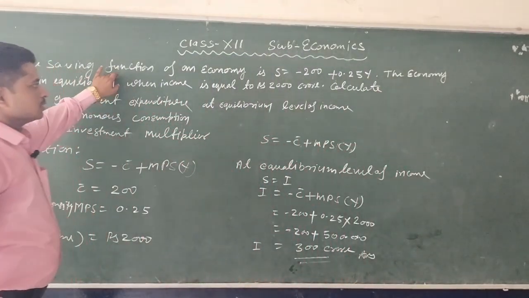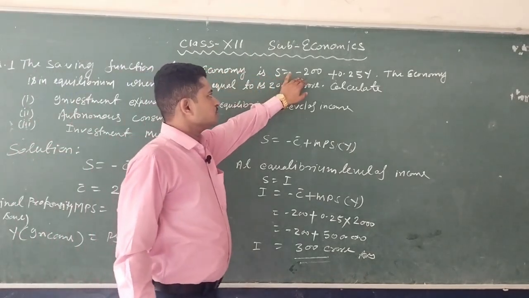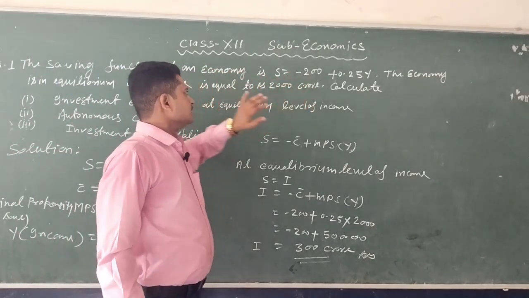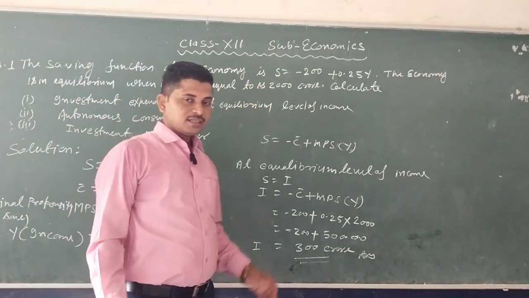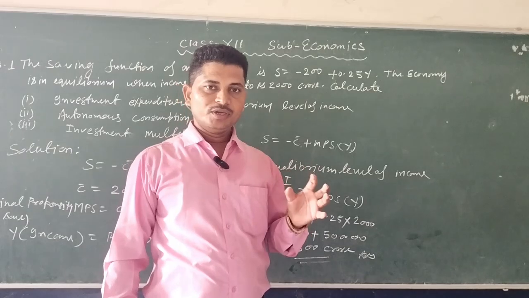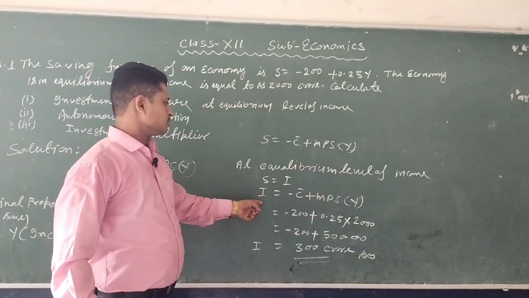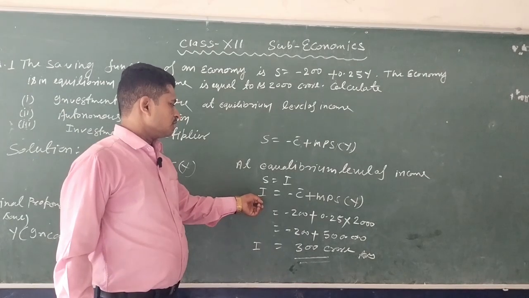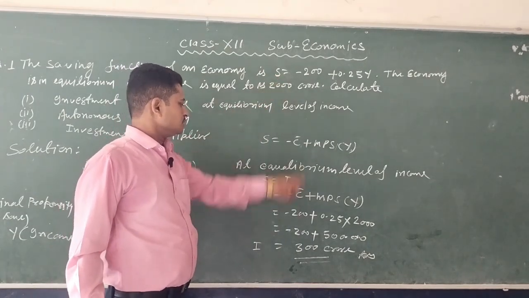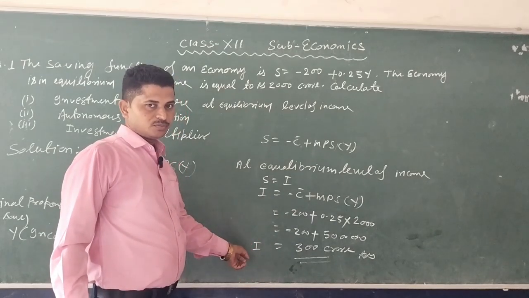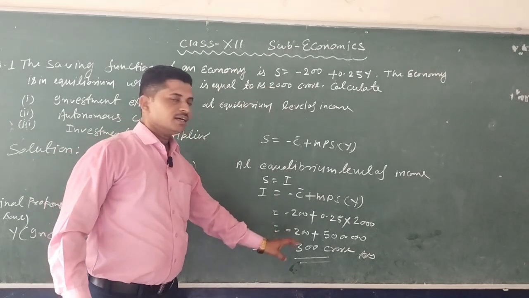In the saving function, the value of MPS is 0.25, autonomous consumption is minus 200, and income is 2000 crore. At the equilibrium level of income in an economy, saving equals investment. So in place of saving, we put the investment expenditure, and all values from this saving function, and calculate the value of investment expenditure. The value of investment expenditure is 300 crores.